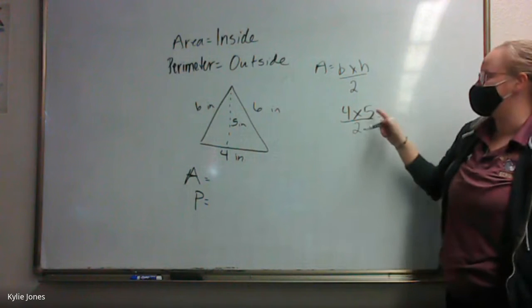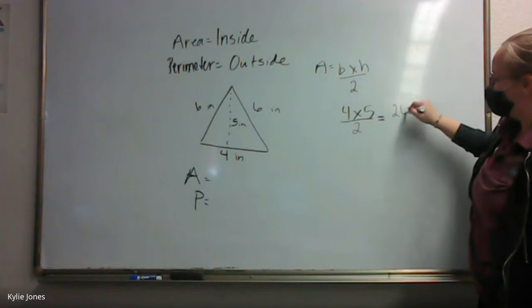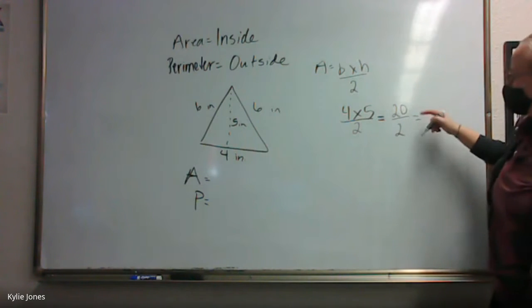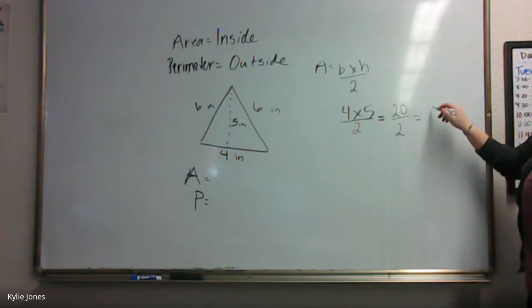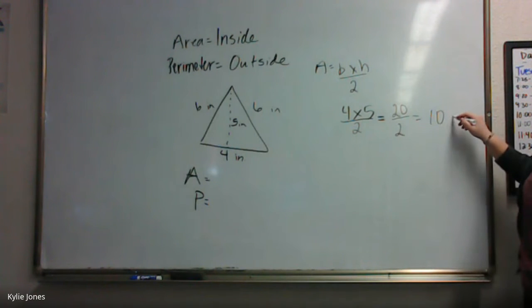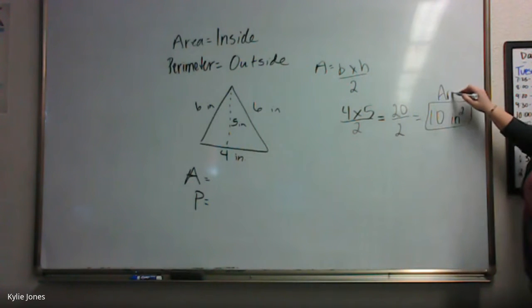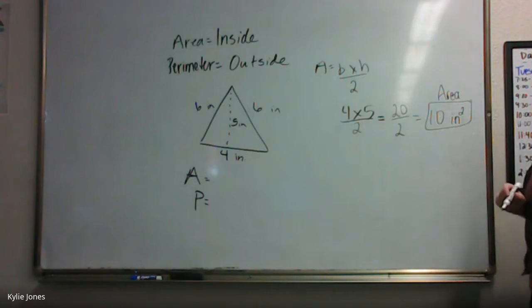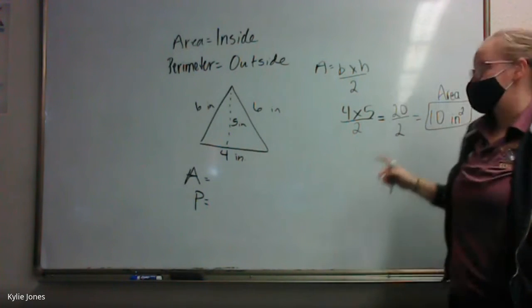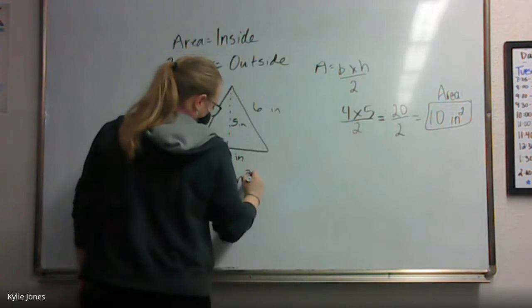5 is the dotted line, or the height, and then divided by 2. So what is 4 times 5? 4 times 5 is 20. Then we have to divide that by 2. What is 20 divided by 2? 10. So what is our area? Area is 10. 10 what? Inches squared. So the area is the inside, in the middle, 10 inches squared.